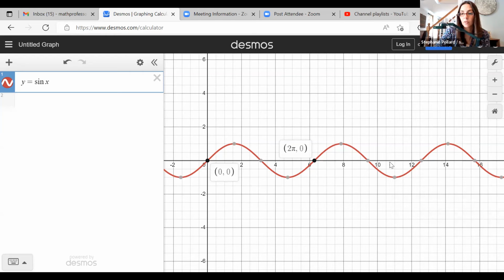Here's your next iteration from 2 pi over to 4 pi. So you have that 2 pi for your period. It's going to keep repeating every 2 pi values, and it's going to continue indefinitely.